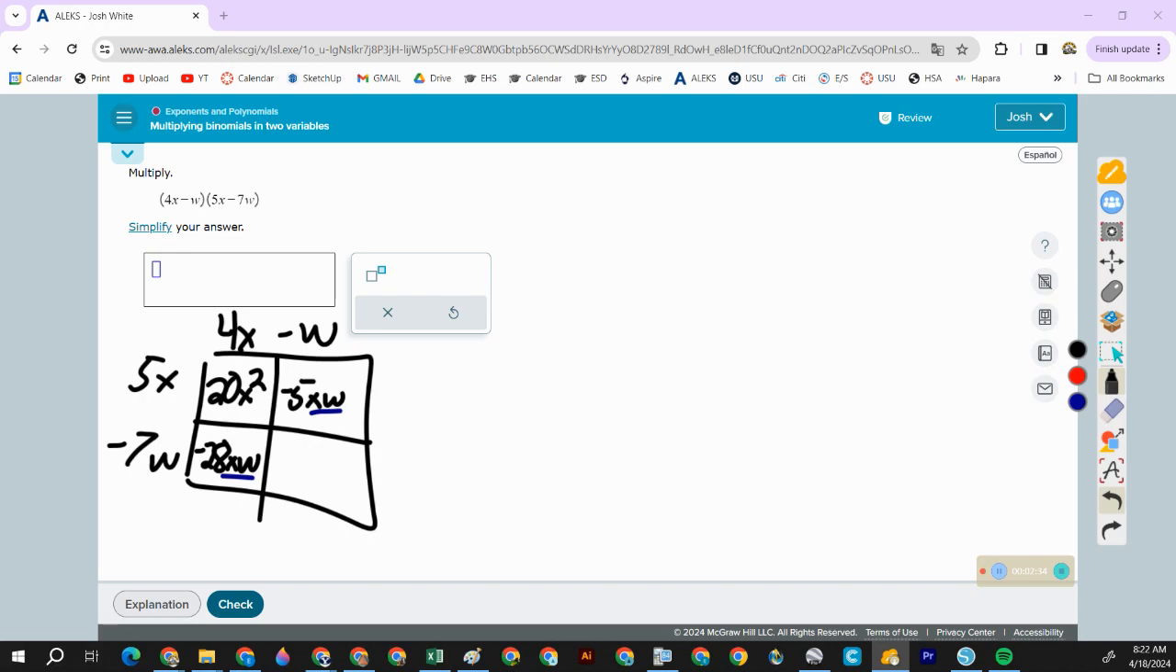No, I didn't. I was supposed to. So I would do wx and wx. We usually just put them in order. And then negative 7w and negative w become positive 7w squared. Those are like terms. 20x squared. Negative 28 minus 5 is negative 33wx, and then the 7w squared.